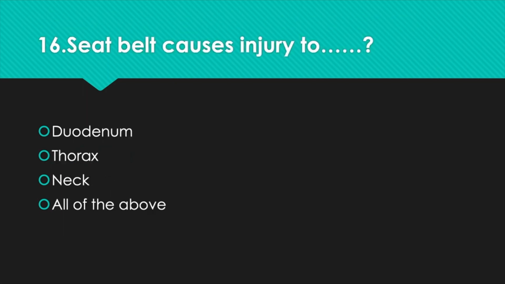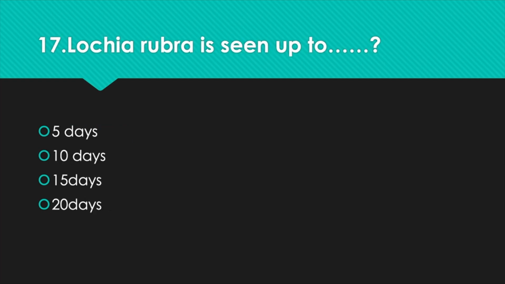Seat belt causes injury to: option A, duodenum; option B, thorax; option C, neck; option D, all of the above. Answer: option A, duodenum. Lochia rubra is seen up to: option A, 5 days; option B, 10 days; option C, 15 days; option D, 20 days. Answer: option A, 5 days.